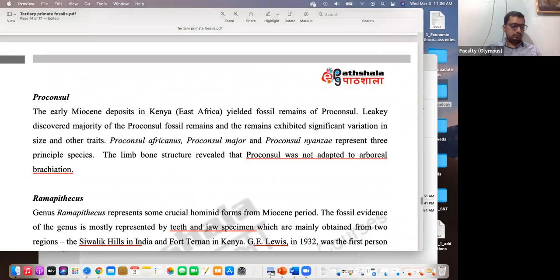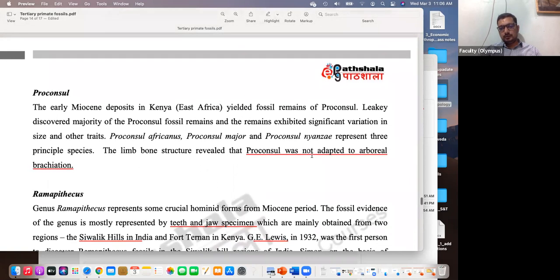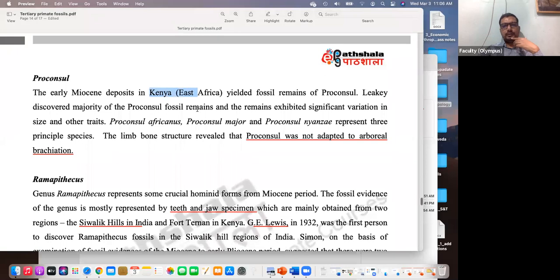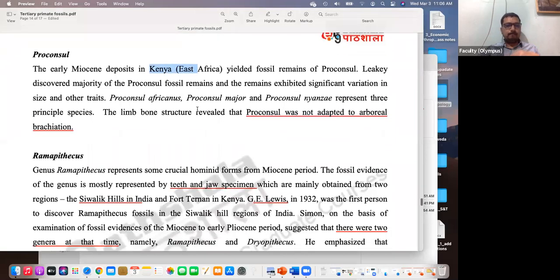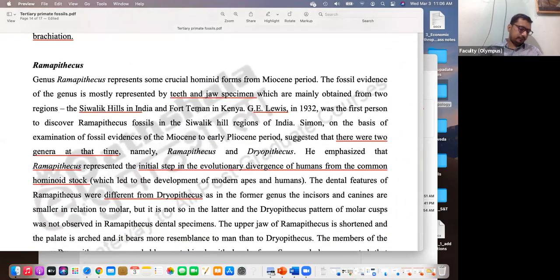Then Proconsul. At that time, they also found Proconsul. In a way, you can say it is a Dryopithecus of Africa. Previously, we have seen Dryopithecus of Asia and Europe. So Proconsul is more like the African version of Dryopithecus. They found it in Kenya. So African Dryopithecus, you can say. Then Ramapithecus.